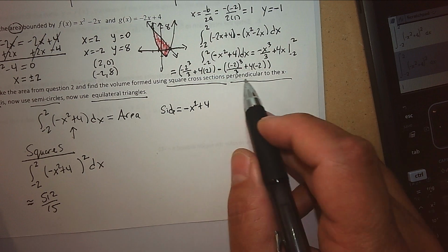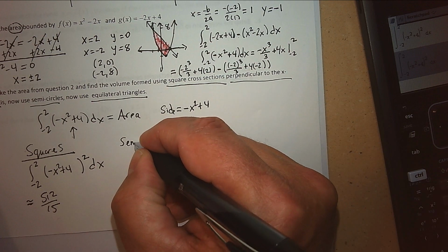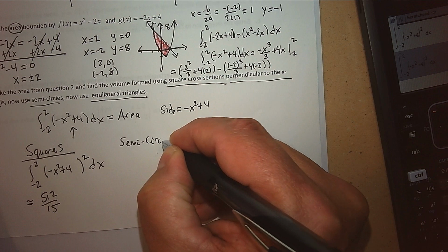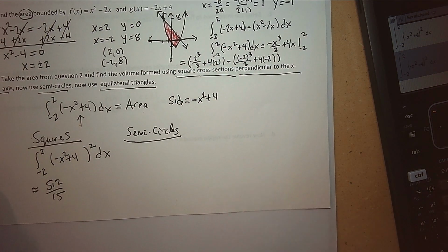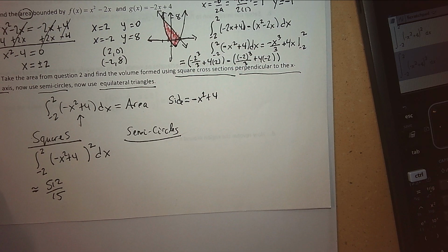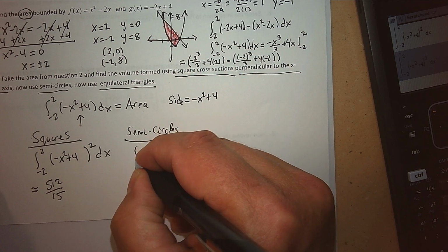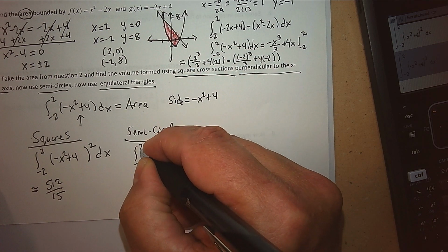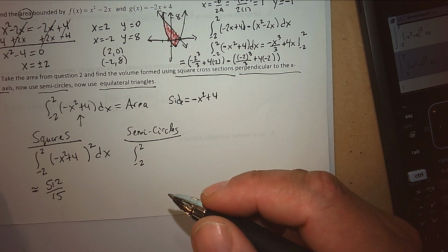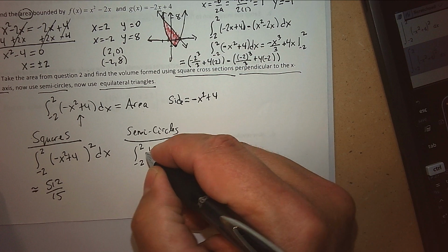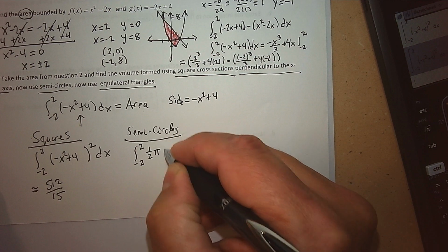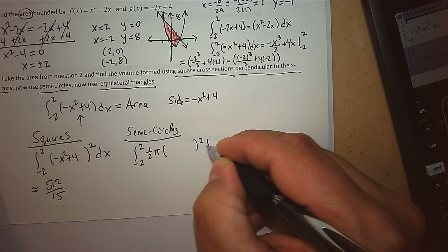All right, now, we just used squares. Could you do the same work and now use semicircles? What's going to be the same using semicircles? The bounds. We're bounding right from negative 2 to positive 2. Do you remember the formula for a semicircle? 1/2 pi r squared dx.